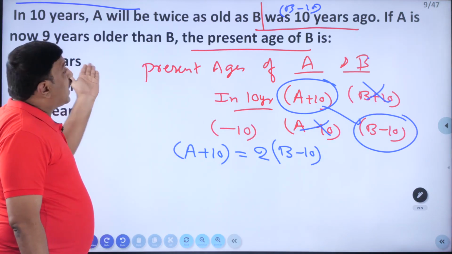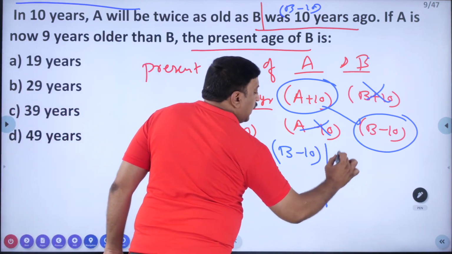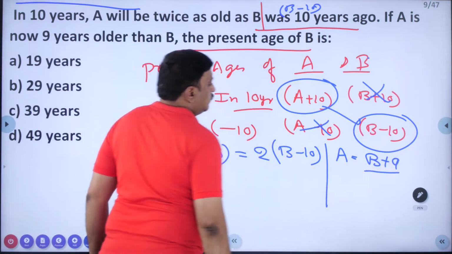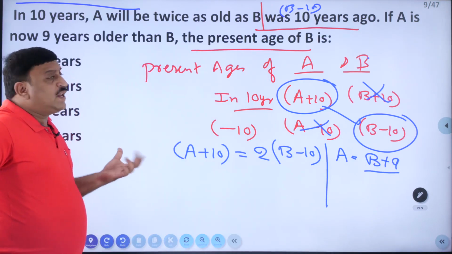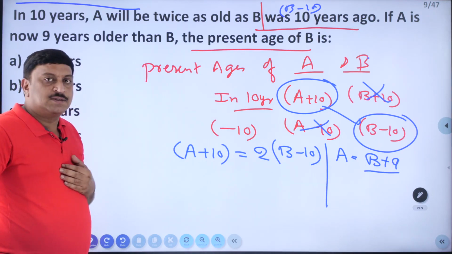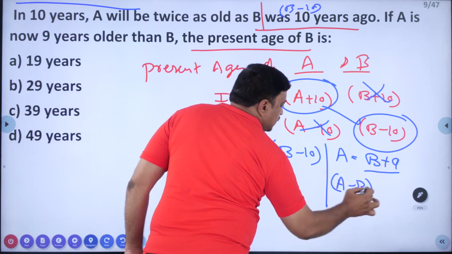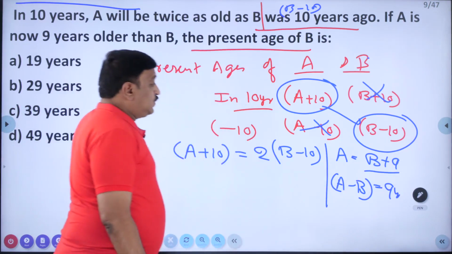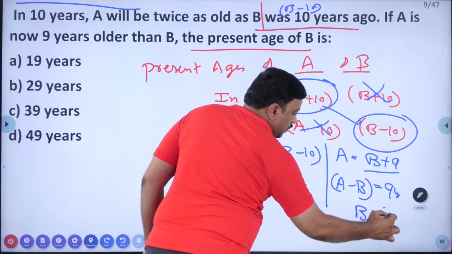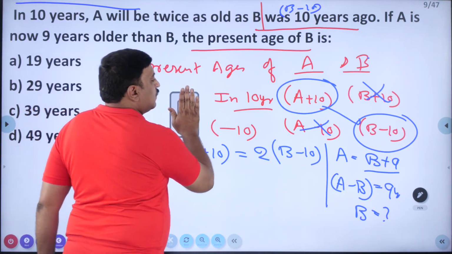Now, A is 9 years older than B. A is how much? 9 years older than B. The case is now A is equal to 9 years older than B, that is B plus 9. The difference of their ages is how much? 9 years. The difference of their ages is 9 years. Right? Obvious, that is. I can simplify this, that is A minus B, that is 9 years. So what is the present age of B? B is how much, they are asking now. Cool. Now, I'll rub out this top one.